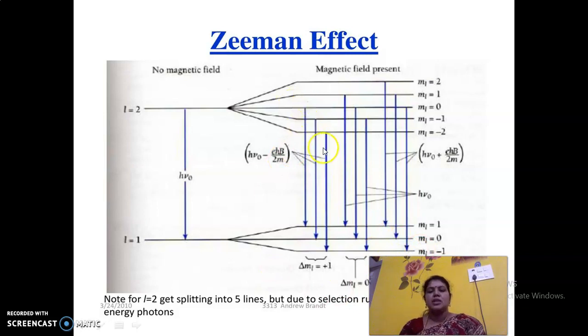What about these three transitions? These are from 0 to 1, -1 to 0 and -2 to -1. So del ML is final minus initial. So it is 1 minus 0, +1; 0 minus of -1, +1; -1 minus of -2, +1. So these three transitions would give rise to a single spectral line of del ML value +1. So this is the normal ZEEMAN effect.